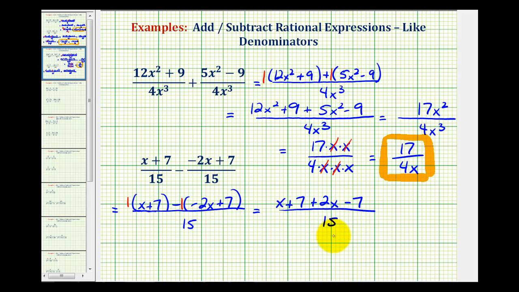Looking at the numerator, notice how we have plus 7 minus 7, that would be 0. And we also have 1x plus 2x, that's going to be 3x. So we have 3x over 15. But 3x and 15 do share a common factor of 3. To show this, we can write 3x as 3 times x, and we could write 15 as 3 times 5. 3 over 3 simplifies to 1. So our simplified difference is x divided by 5.